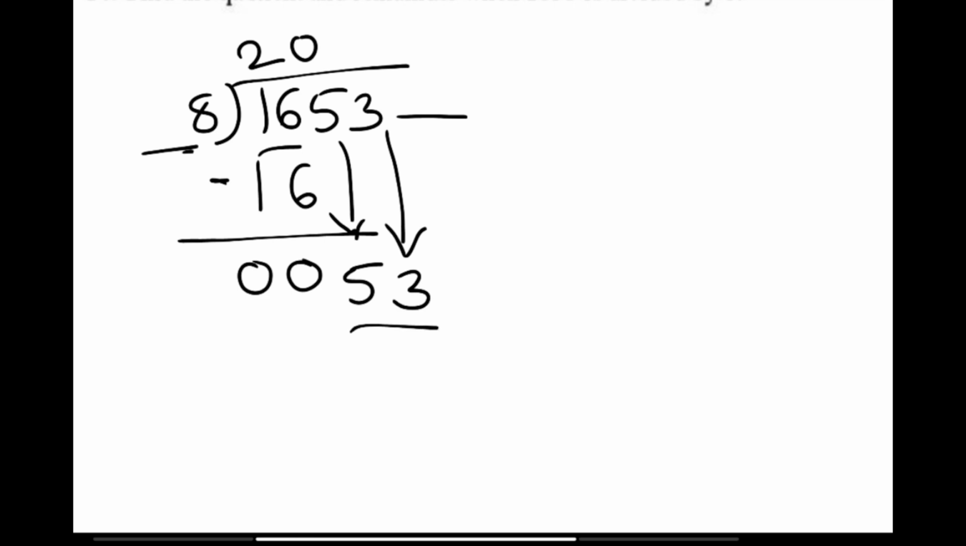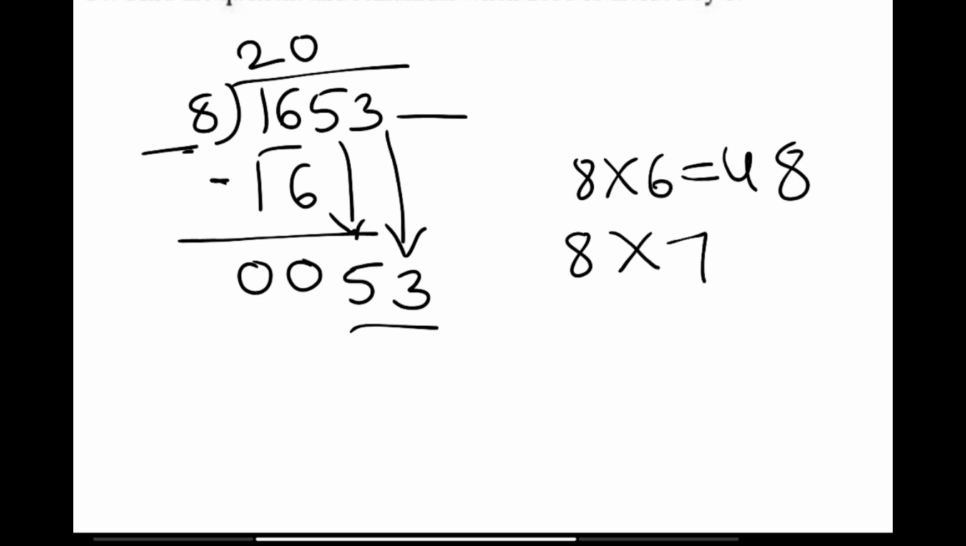Now, can we get this 53 in the 8 table? Okay, so 8 6s are 48. If you see here, 8 6s are 48, right? And 8 7s are 56. So if you see, the 53 is not there. So which number do we have to take? We have to take the number smaller than 53. So which is the smaller number here? 48. So 8 6s are 48. We'll take 8 6s are 48.